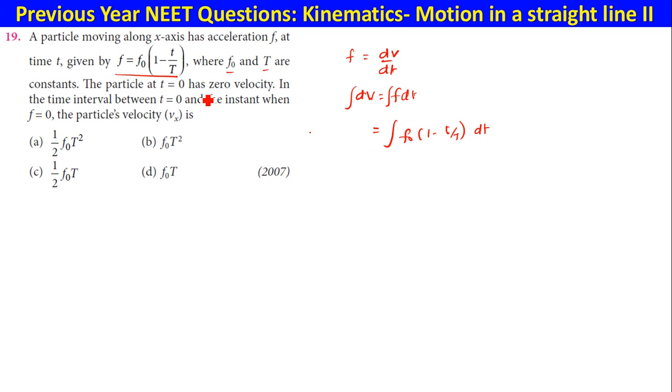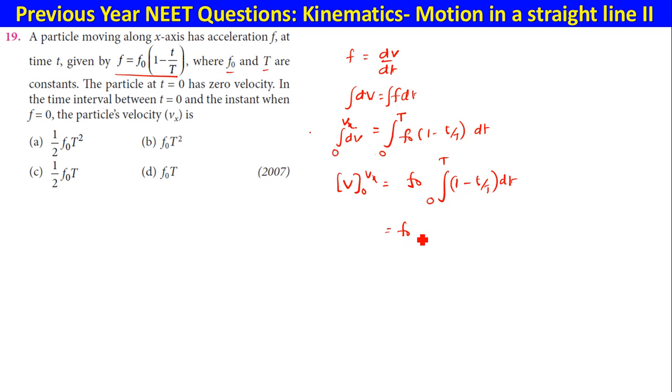Now he is asking when time goes from 0 to some capital T. And what about velocity? Let us say initially the particle has 0 velocity. At time t equal to 0, velocity is 0, and at time T, let us say velocity is v, that's what we are finding here. Let us say vx is asked for. If you integrate dv, the integral of dv is nothing but v. So substituting the limits 0 to vx, f naught is a constant, and the integral of (1 minus t by T) dt. We will substitute the limits after integration.